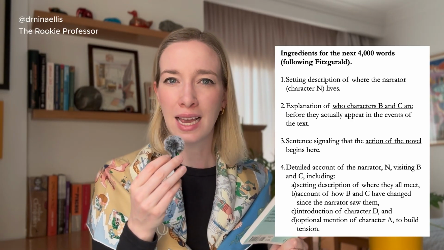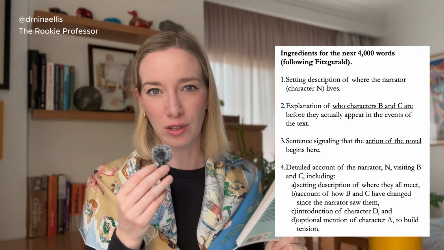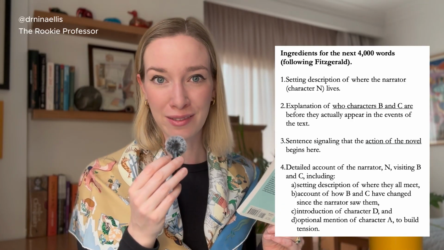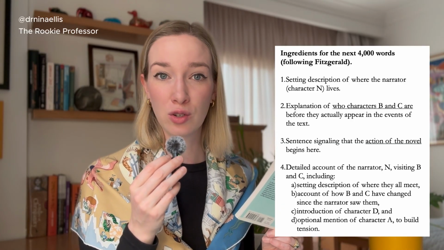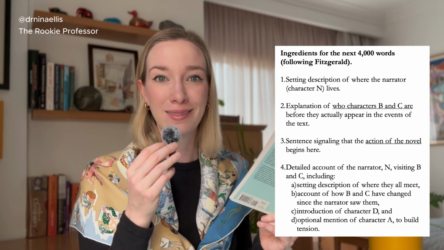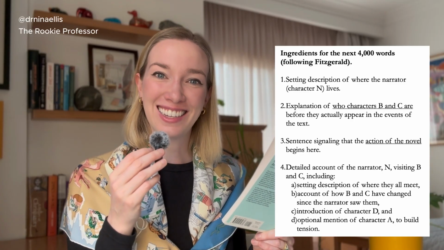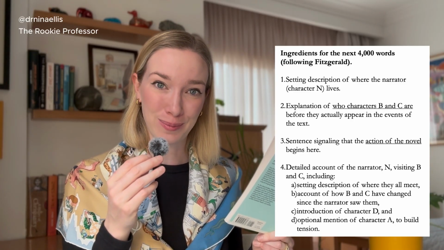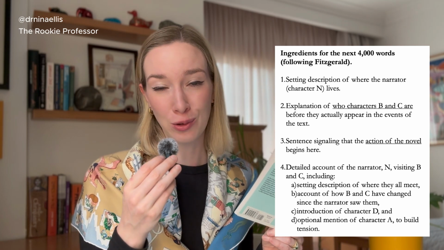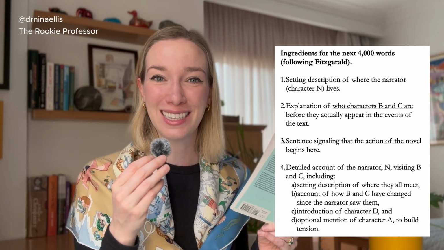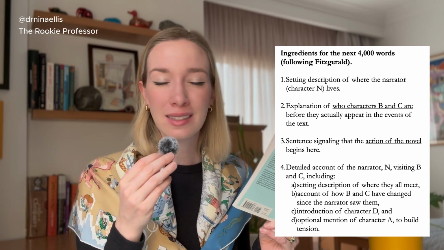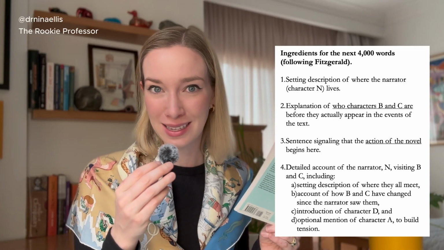So use a sentence like that to signal that the events of your novel are beginning at this point too. Then, for most of the rest of the chapter, we have a description of Nick Carraway, the narrator, N's visit to see Daisy and Tom at their house. In your novel, you should also have your character N, your narrator, visit characters B and C. It doesn't have to be at their house, though. It can be wherever makes sense to you.